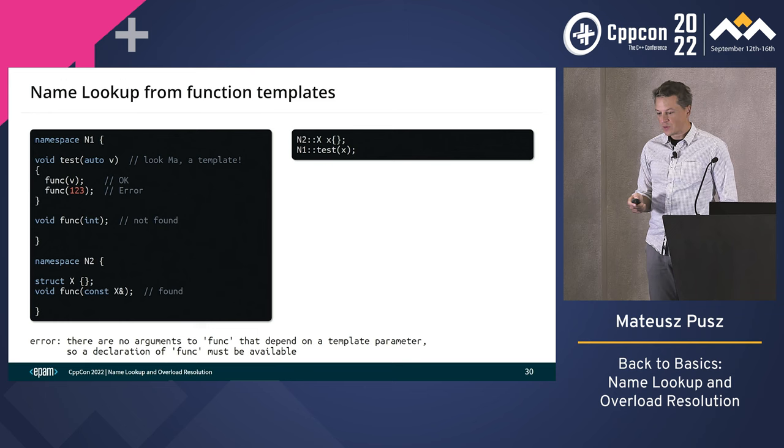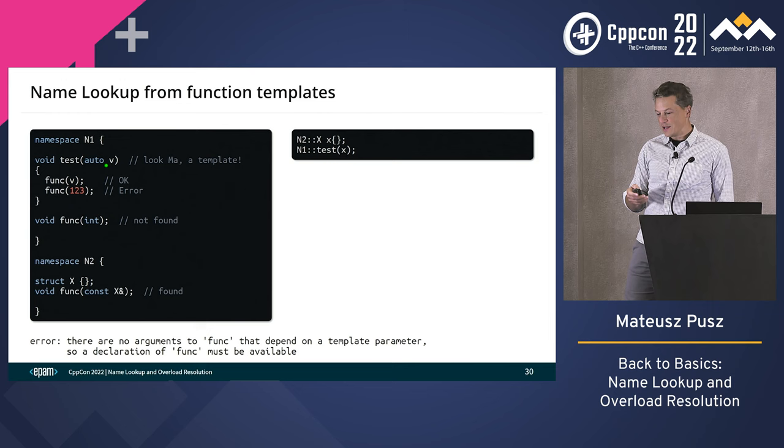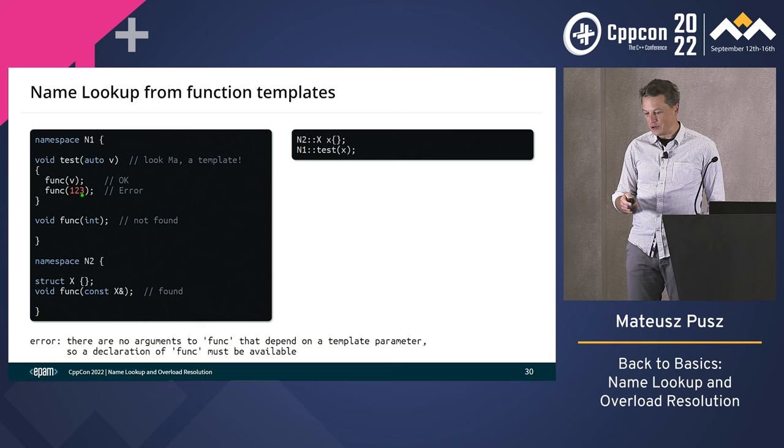Why is that? 1, 2, 3 is an integer. Integer in this case is a known type. It's not dependent on the template argument. In this case, even though it's a template, we basically have to bind this at the point of call here. We have to know the definition because it doesn't depend on the template argument. It's not dependent.